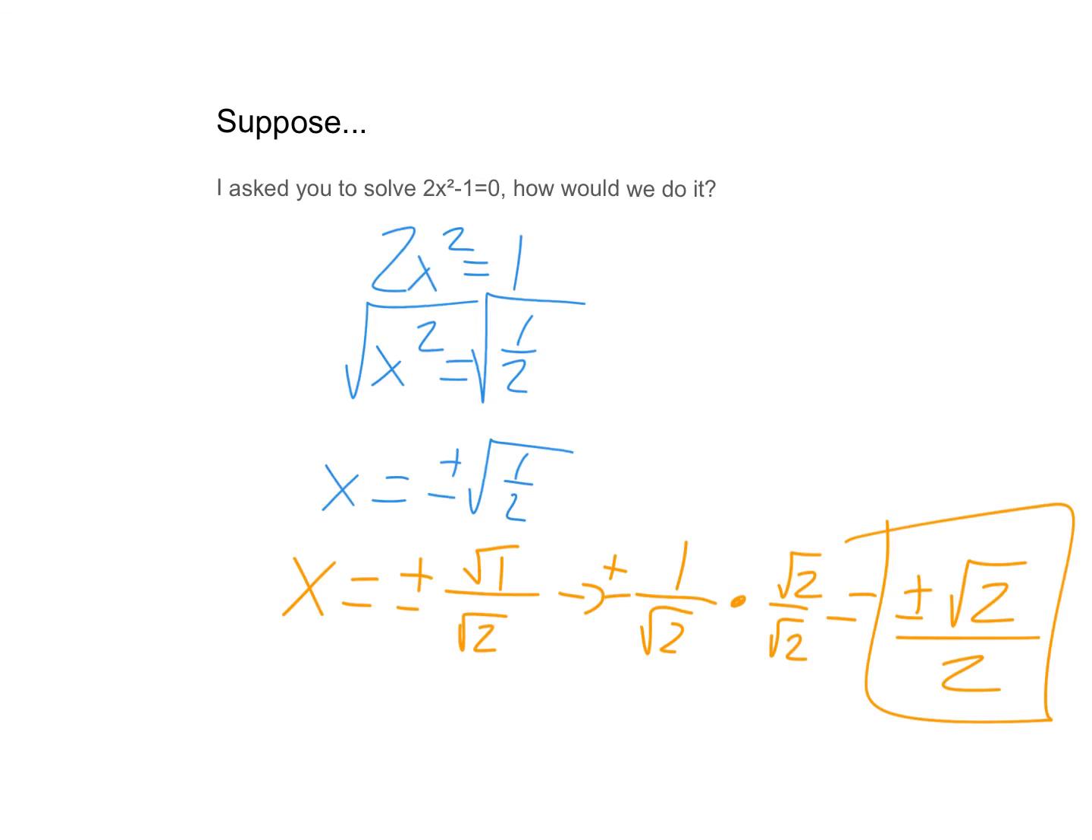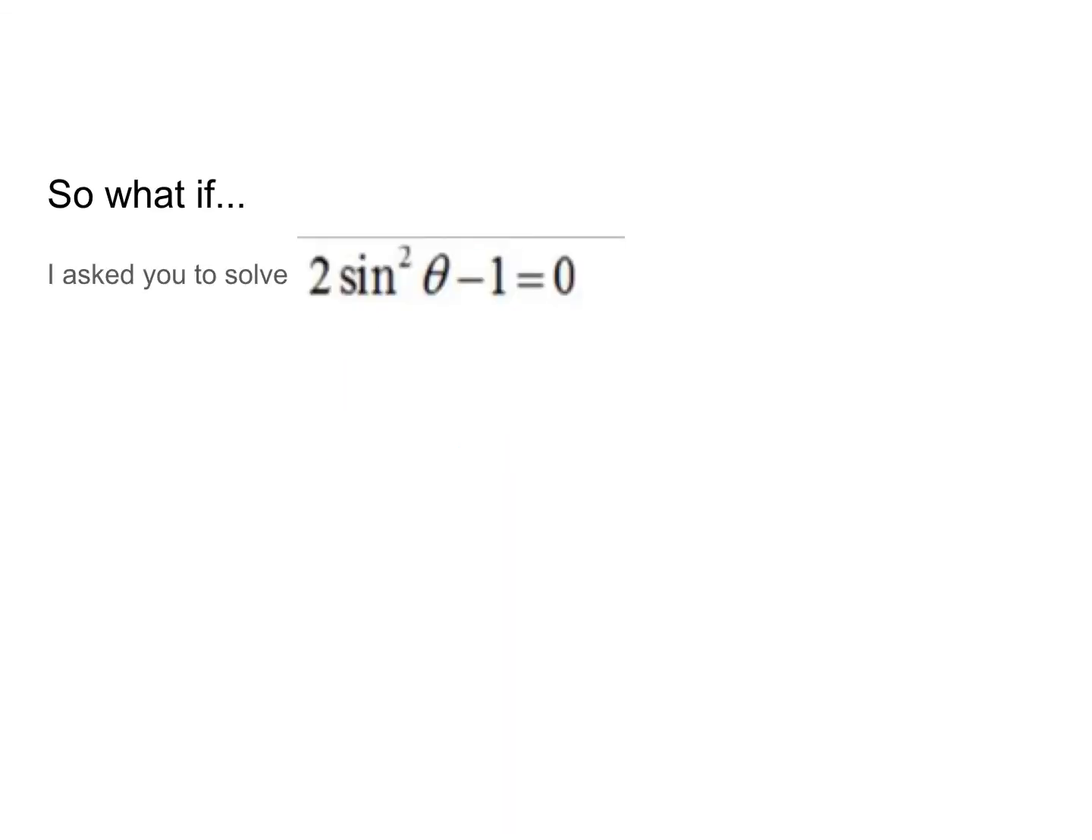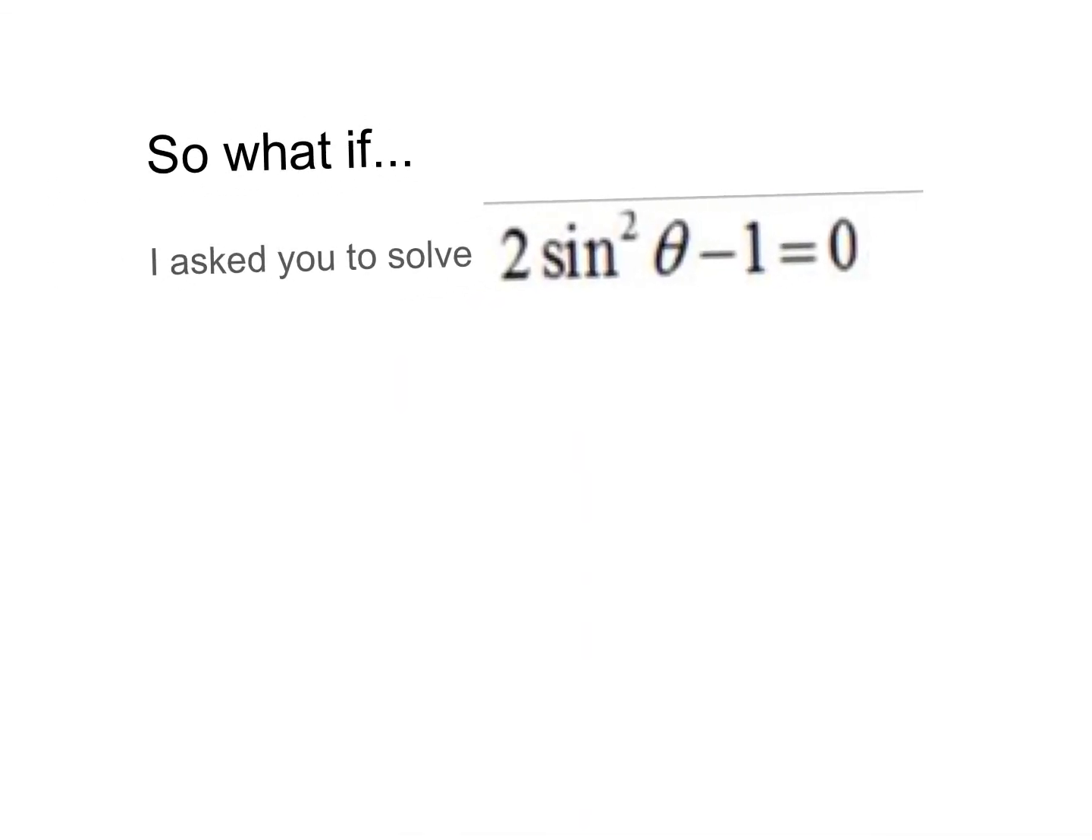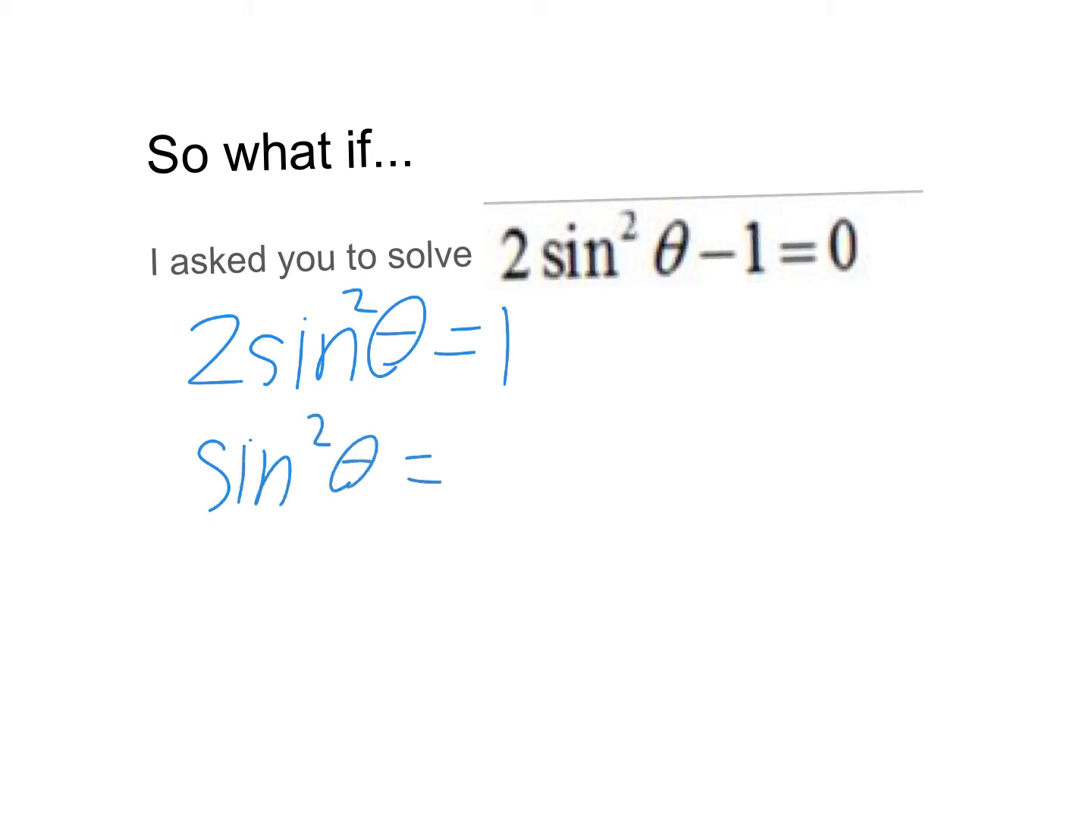Suppose then I wanted you to solve 2 sine squared of theta minus 1 equals 0. Well, first things first, add 1 to both sides. So 2 sine squared of theta is equal to 1. Divide both sides by 2. Sine squared theta is equal to 1/2.